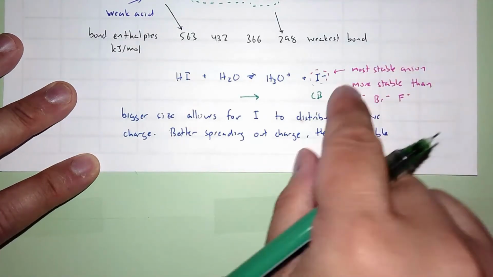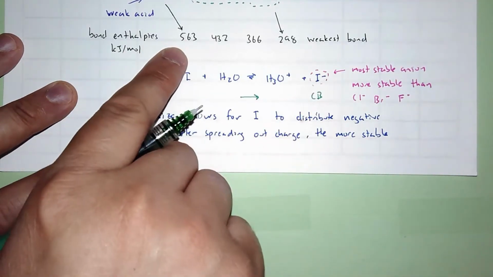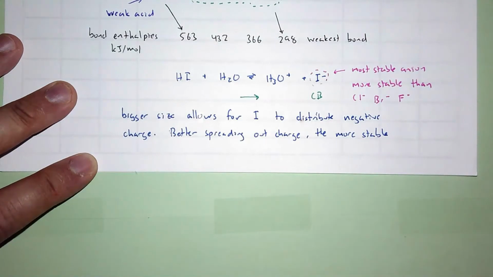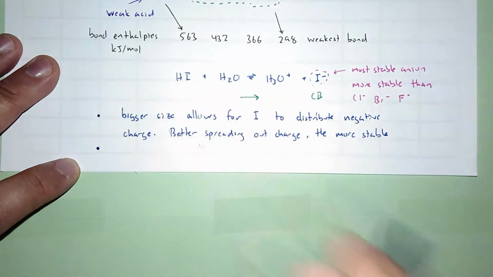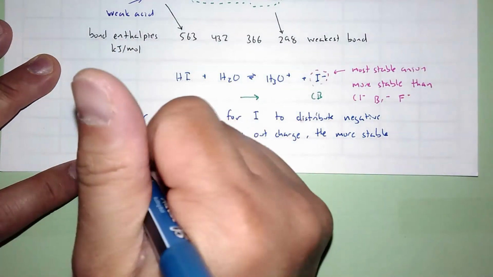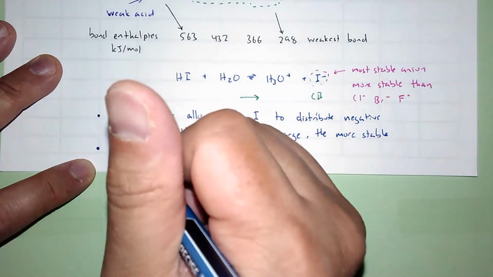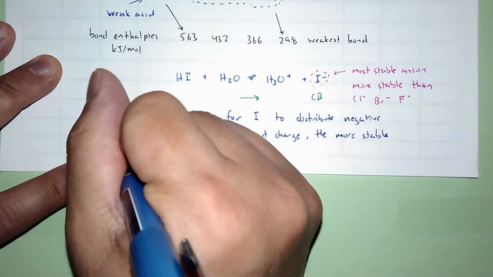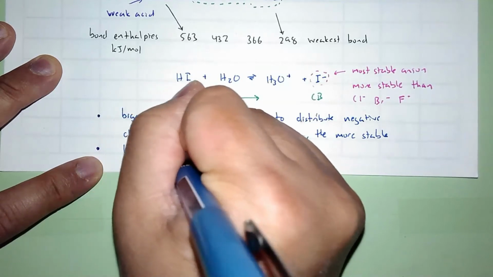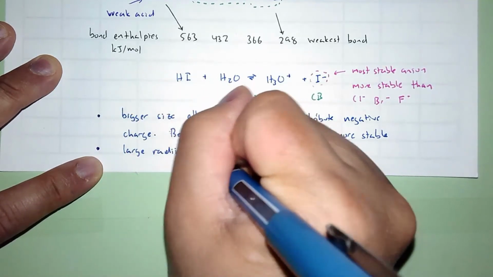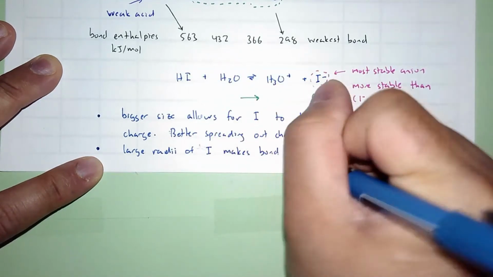Not only that, because this is fairly stable, that means this bond is weaker. That's one explanation. The other explanation still has to do with size, and we could say here, what can we say? We could say the large radii of iodine makes the bond weaker.